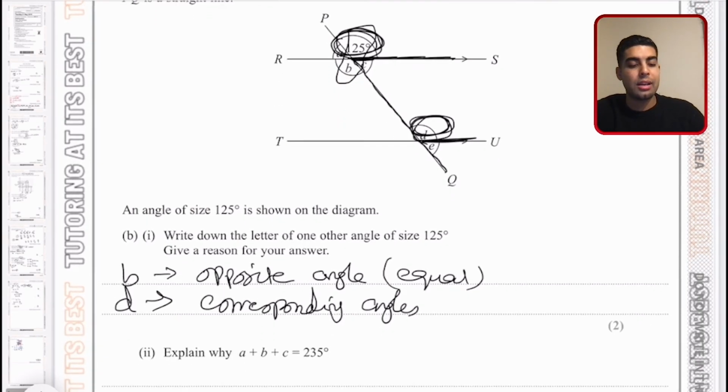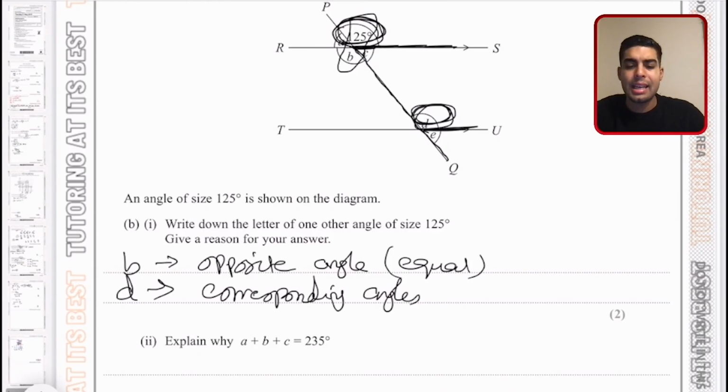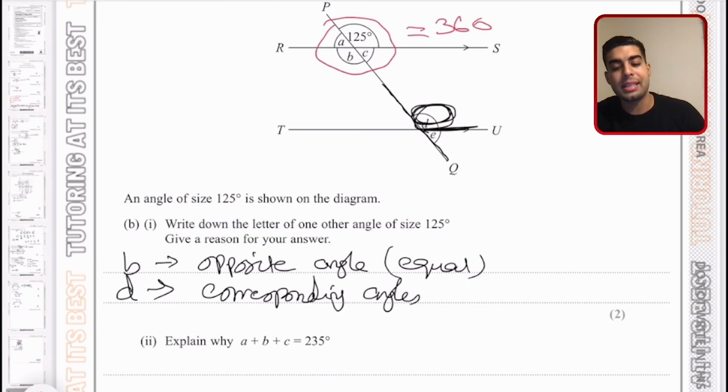And then finally, we need to show why A, B, and C equal 235 degrees. So we know that these four angles will equal 360 degrees. We know B is 125 degrees. And because they are opposite angles and they're the same, that means that A and C must also be the same. So what can we do here?